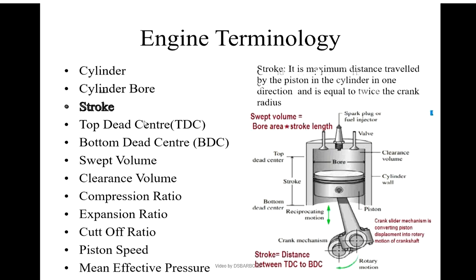Next engine terminology is the stroke. What is the meaning of stroke? It is the maximum distance traveled by the piston in a cylinder in one direction and is equal to twice the crank radius. Now, this is the upper top dead center and this one is the bottom dead center. It is the maximum distance traveled.